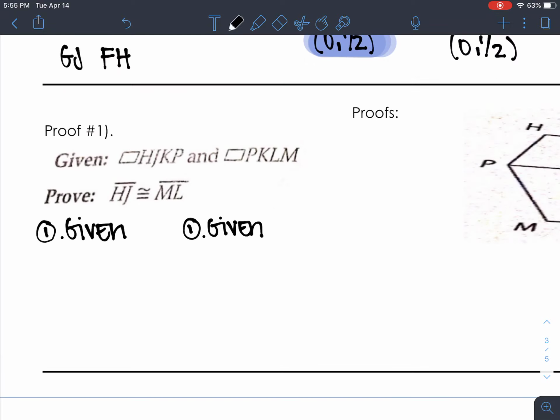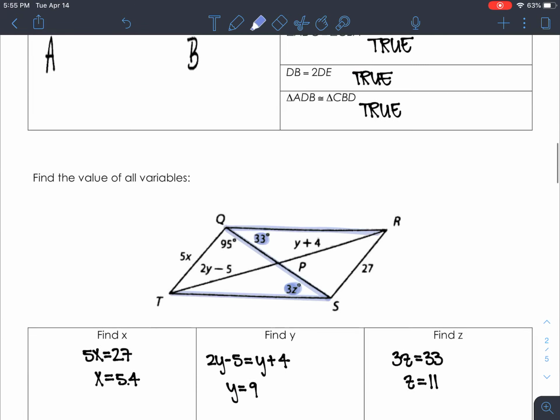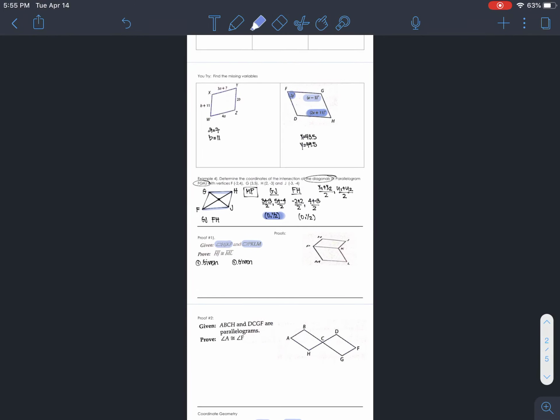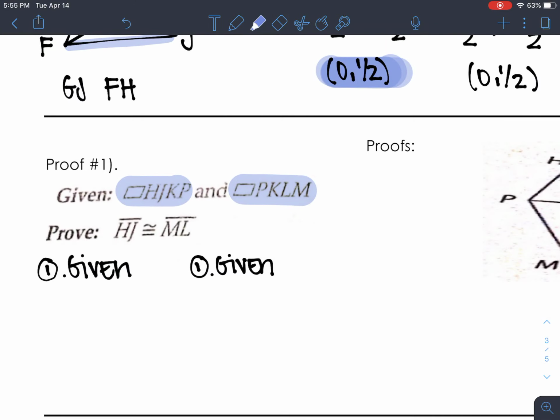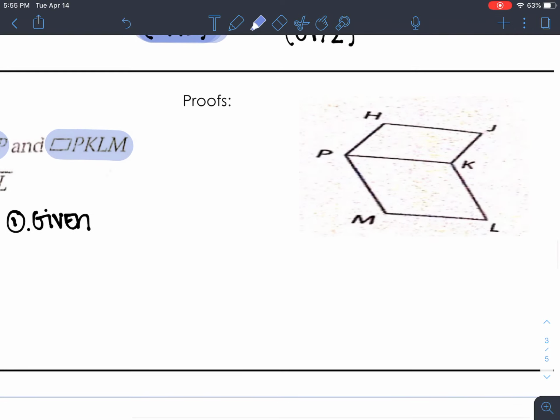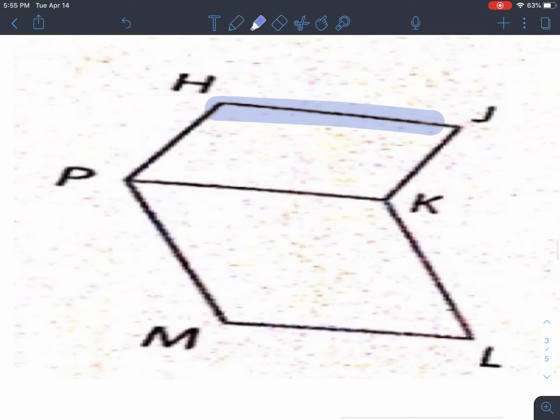But the fact that you are given that this is a parallelogram and this is a parallelogram is actually very relevant because we know all 7 of these things about a parallelogram. It's all inferred within the fact that we're given that this is a parallelogram, okay? So if you look at what we're trying to prove, that this segment HJ is congruent to this segment ML, okay? So here's what I want us to focus on. I want us to focus on this parallelogram first, okay?